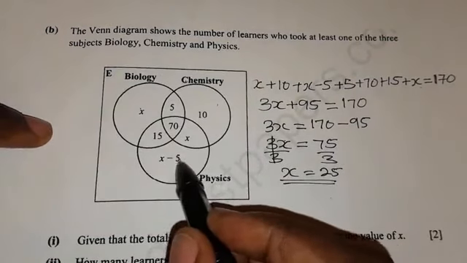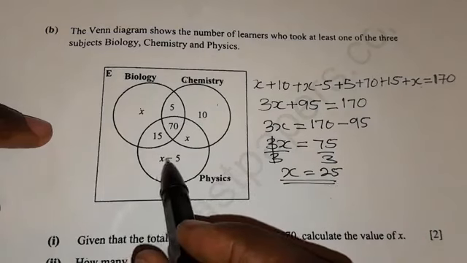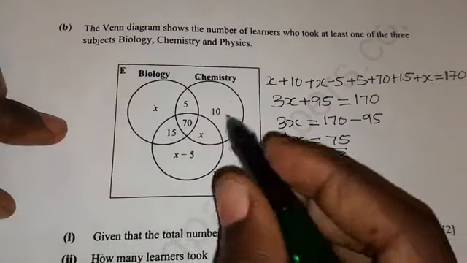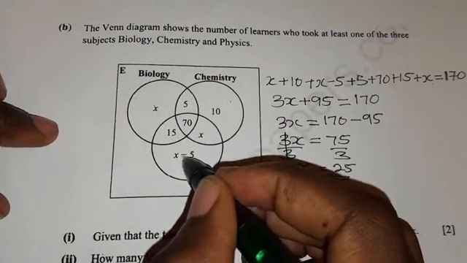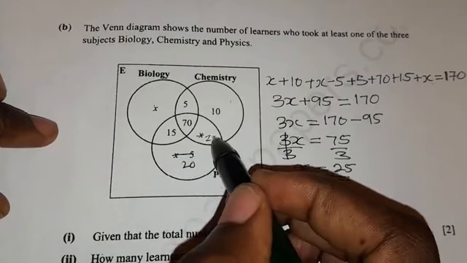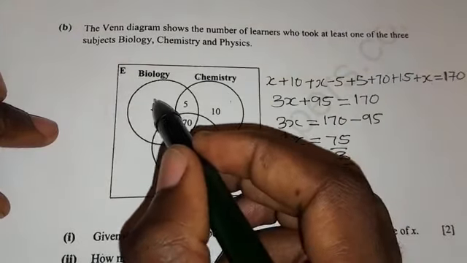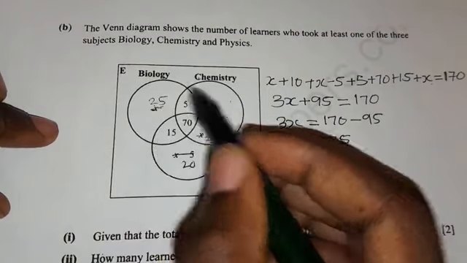So meaning everywhere where there's x, you replace a 25. So here if we say 25 minus 5, we are going to remain with 20. So cancel this. Then here, let's cancel this and put 25 because x is 25. Even here, let's cancel this and put 25.